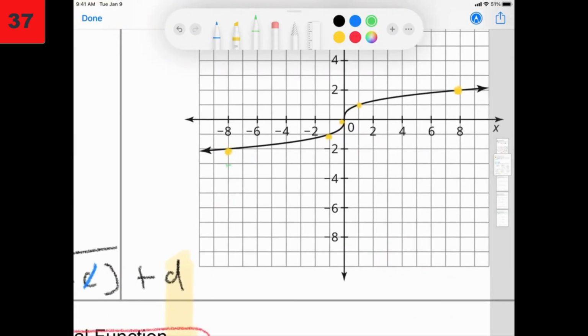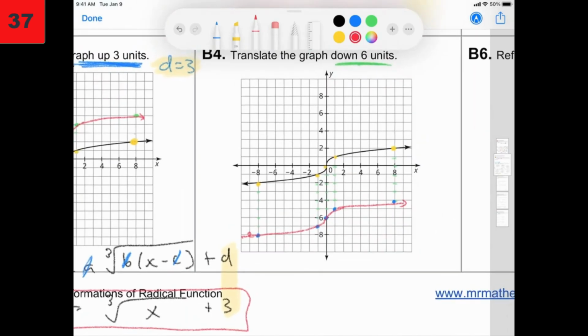And to go down 6 units, I just count down. So look, 1, 2, 3, 4, 5. Let's do that different color, 6. 1, 2, 3, 4, 5, 6 for each point. And then this is my graph in red.